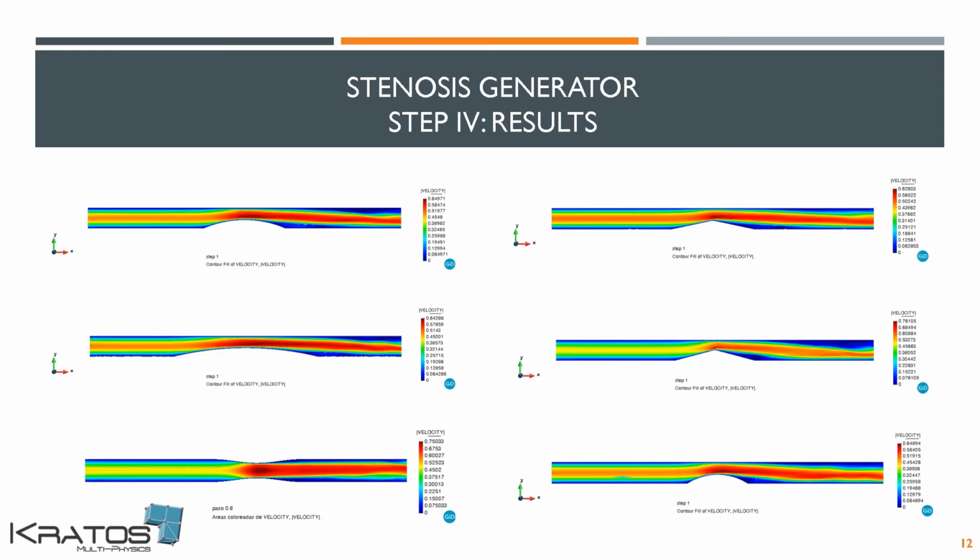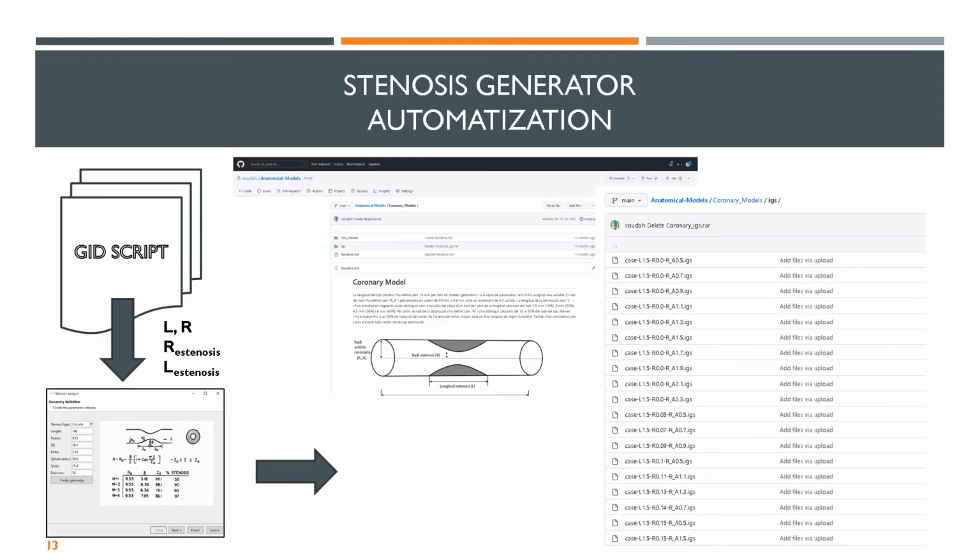This slide shows the velocity profile in a longitudinal cross-sectional plane of different stenosis models. Another important aspect of the stenosis generator is the automatization process. We have created a GiD script to define a range of input variables to create several models automatically. In that case, we have created a GitHub repository with more than 200 coronary models, only changing the radius and the length of the stenosis and the radius of the coronary.